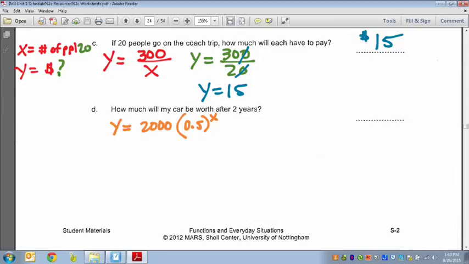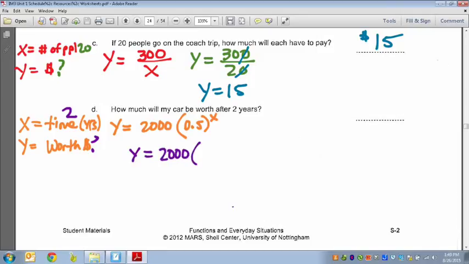All right, so after 2 years, in this scenario, x was time in years, okay, and y was how much it's worth, or how much money it is worth. So in this question, it tells me years, so it tells me how much time has elapsed to tell me how much my car is going to be worth. So I'm going to plug in 2 for time, and then we're going to find out how much it's going to be worth. Okay, so y equals 2,000 times 0.5 squared.